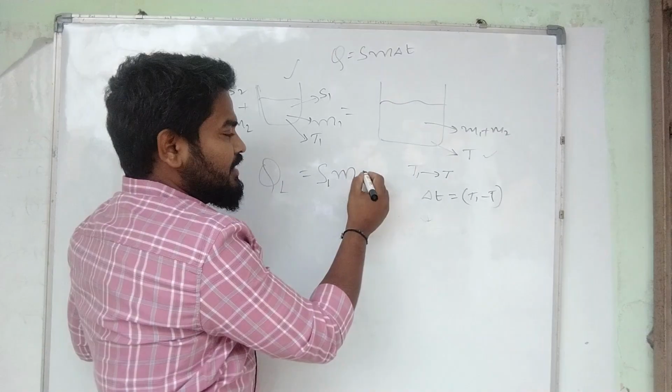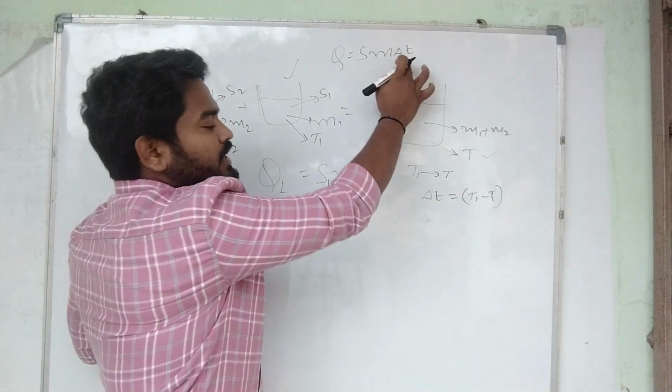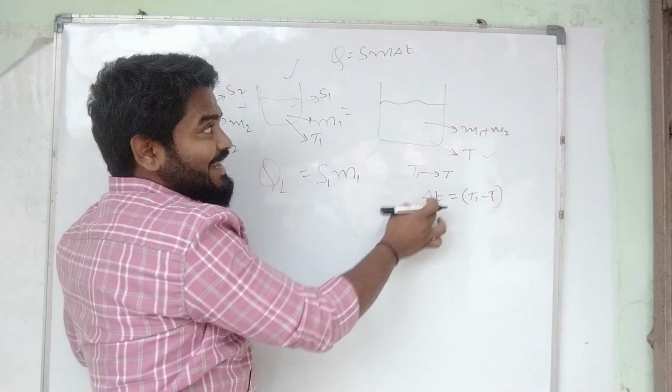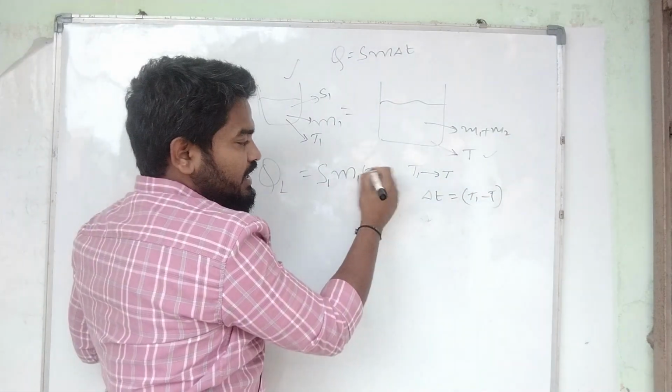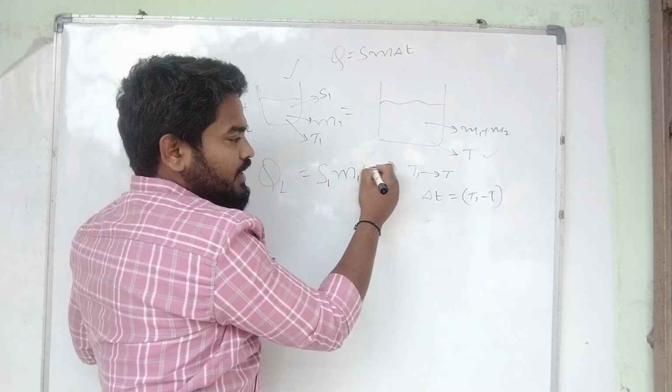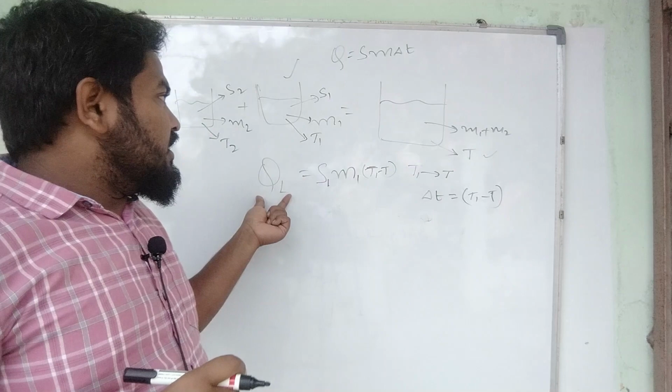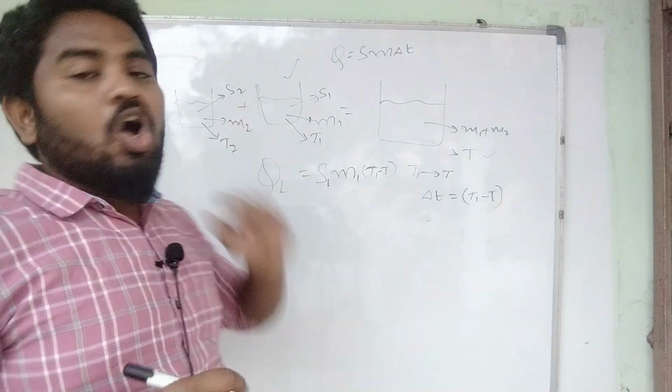So I'll write that in the place of Q: Q = S m delta T. S is S1, mass is M1, and the change in temperature is T1 minus T, right? So this formula gives you the loss of heat energy by the hotter body.